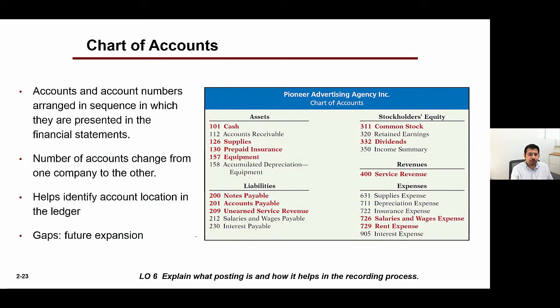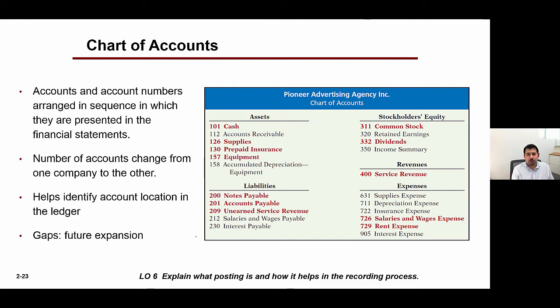Now every company has a chart of accounts. The chart of accounts is simply a list of all the accounts that a company uses. It just has the number of the account and the account name. Once again, they are organized in the order that they show up on the financial statements. First we have assets, liabilities, stockholders' equity, and then we have revenues and expenses.